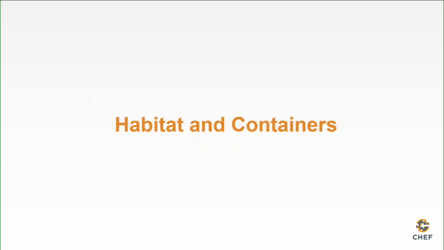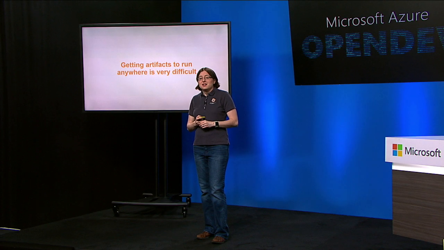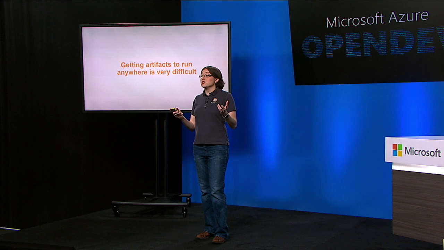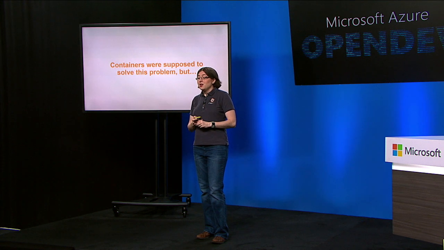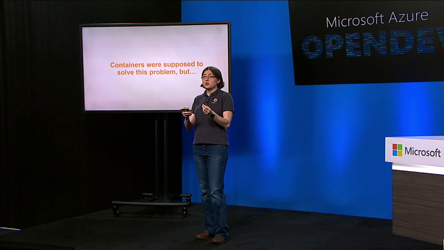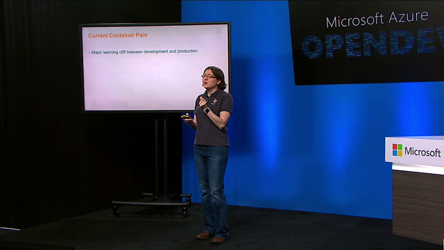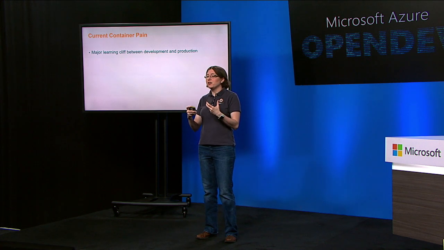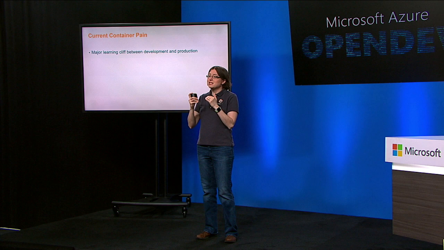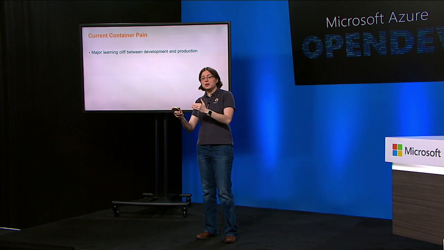Now, as we already saw in the first demo, Habitat does work very well without containers, but it shines the most when it's used with them. So getting a software package to run anywhere is very difficult. That's not a new problem. We all know that. Now, containers were supposed to solve this problem, but there's still some pain with them currently. And one of the biggest points is there's a major learning cliff between using containers in development and using them in production.